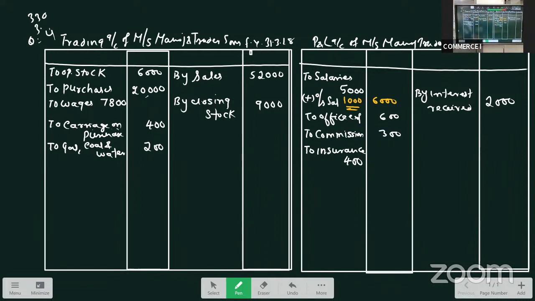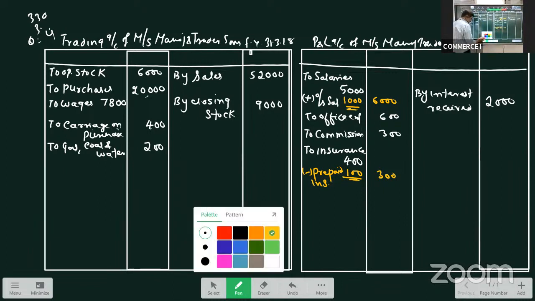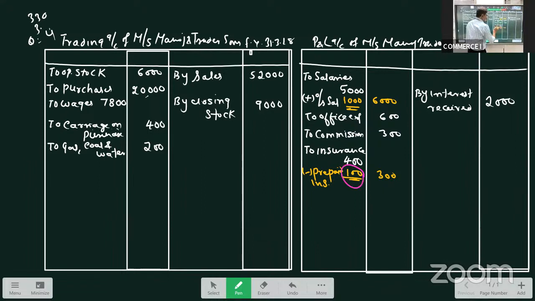Next, prepaid insurance. That is insurance paid in advance. It is an asset. We have to deduct here first. Prepaid insurance, 100 rupees. We have to deduct and take 300 here. And this item, 100 rupees, will appear in the balance sheet on the asset side. This 1,000 outstanding salary is a liability.